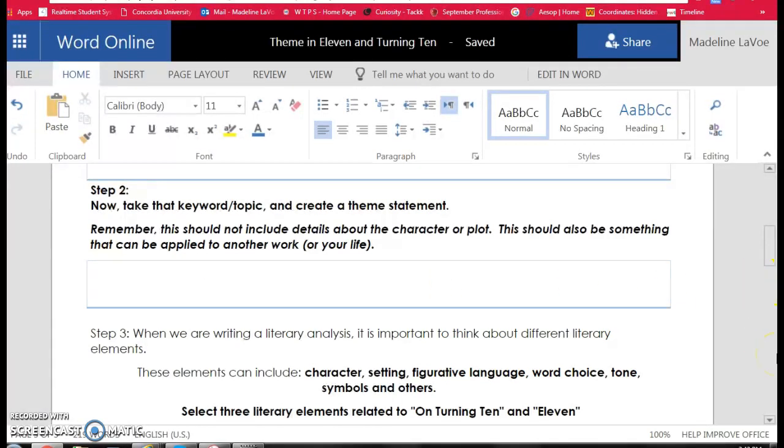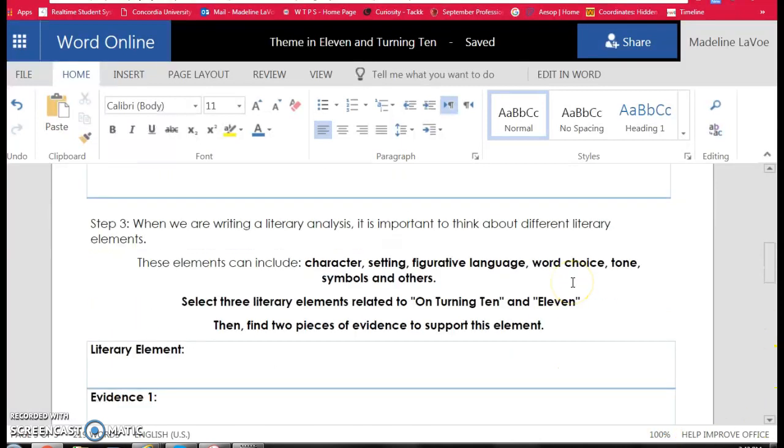After you've written your theme statement, it's going to be time for you to decide what led you to that theme. What were some of the things in the poem or in the short story that helped you understand that theme? So we need to think about the different literary elements that we found or came across. These could include character, setting, figurative language, word choice, tone, symbols. It could be something else like maybe a conflict. It's going to be totally up to you. So you are going to select the three literary elements that you think really helped you best understand the theme of "On Turning Ten" and "Eleven."